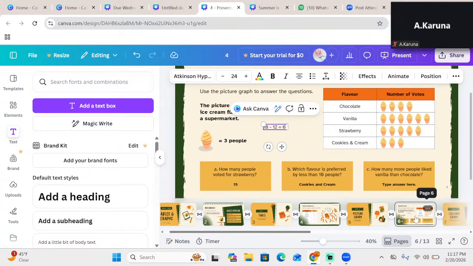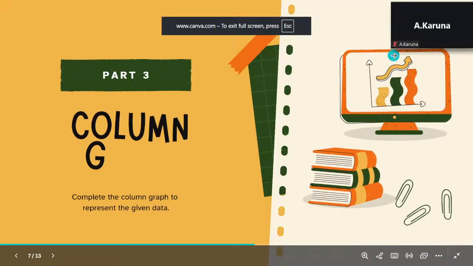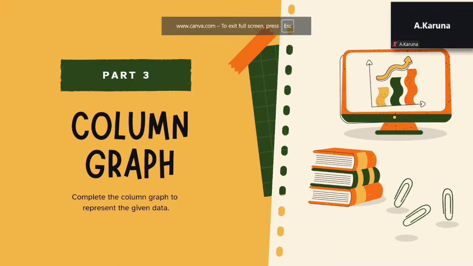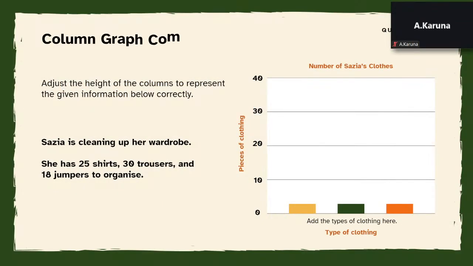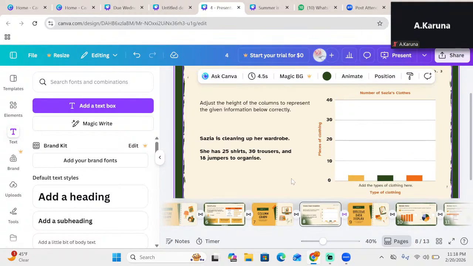Okay? Next question. Part 3. Column graphing. Complete the column graph to represent the given data. Okay. So adjust the height of the columns to represent the given information below correctly. So Sazia is cleaning her wardrobe. She has 23 shirts, 30 trousers, and 18 jumpers to organize.